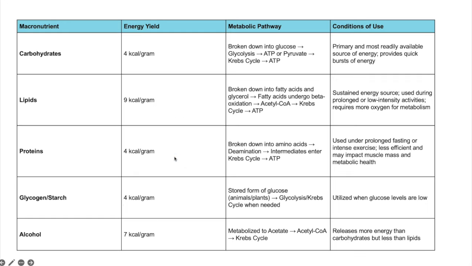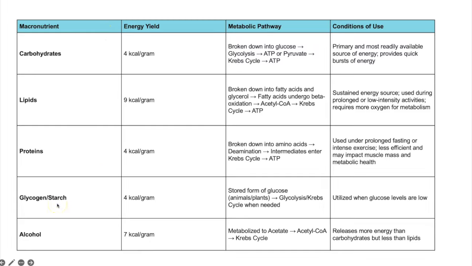And that's what I've got summarized here on this table. So you might want to pause at this point and just copy this information. So we've got carbohydrates, lipids, proteins, glycogen, or if it's in a plant, it'd be starch. Glycogen's only for animals, and then alcohol. So we've got the energy yield per gram. So we can see you get the most energy from lipids, then alcohol, and then carbohydrates, proteins.